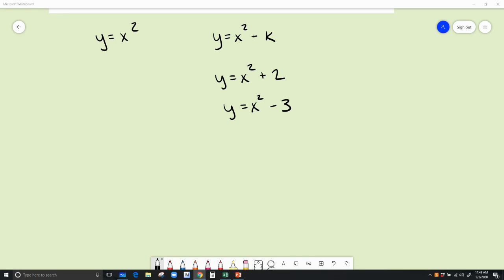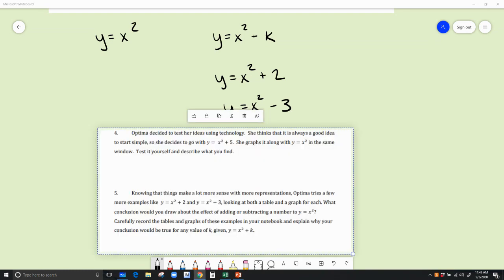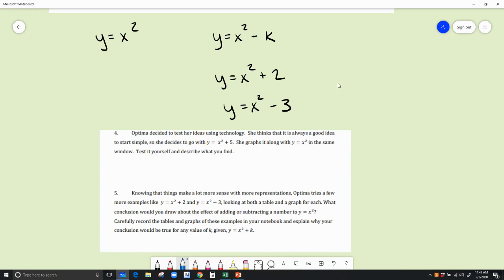All right, so here's what the first problem is going to look like. I'll cut and paste it real quick and post it so you can see, but I'm just going to explain what it's talking about. So it says Optima decided to test her ideas using technology, aka Desmos. She thinks that it's always a good idea to start simple, so she decides to go with x squared plus 5. So she wants to change her parent function, but remember, don't remove it on Desmos. This is your next function. And she graphs it along with the parent function in the same window, so on the same screen. Test it yourself and describe what you find.